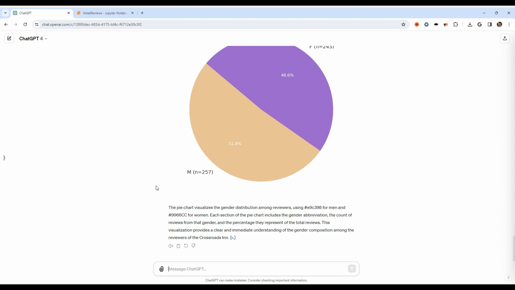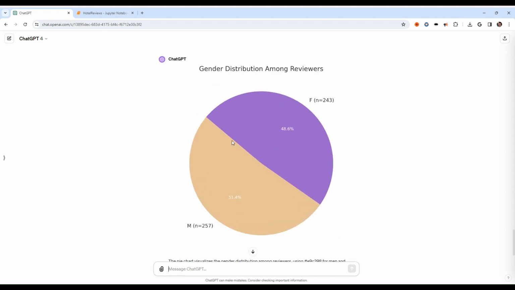Here is our pie chart, and we can see that it's almost 50-50. So 48.6% of the reviews were written by women or females, and 51.4% by men or males. Now, let's see if ChatGPT can summarize what we've learned so far from looking at this quantitative data.